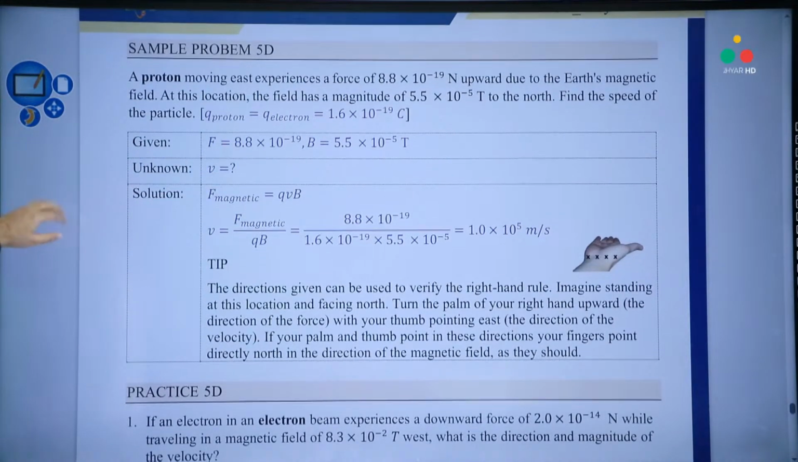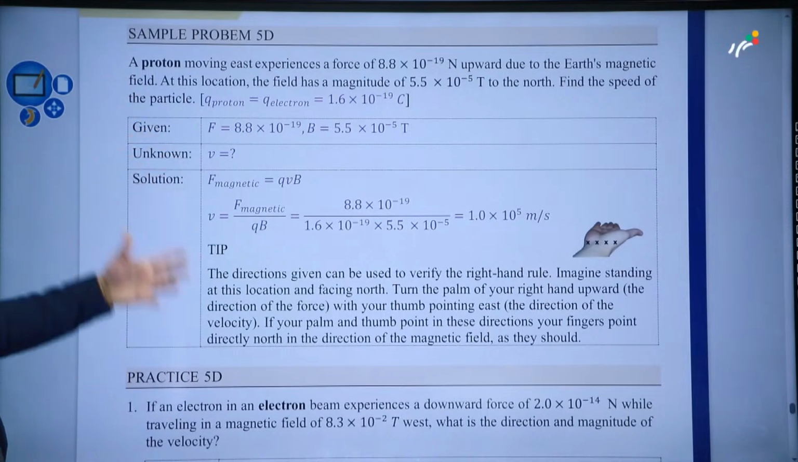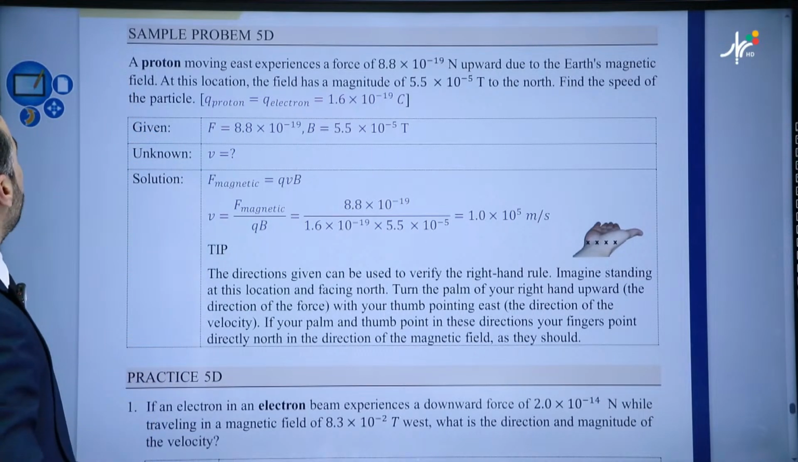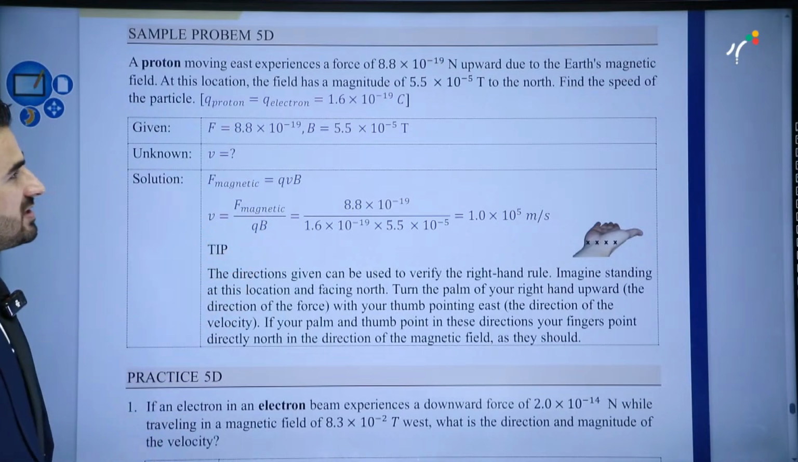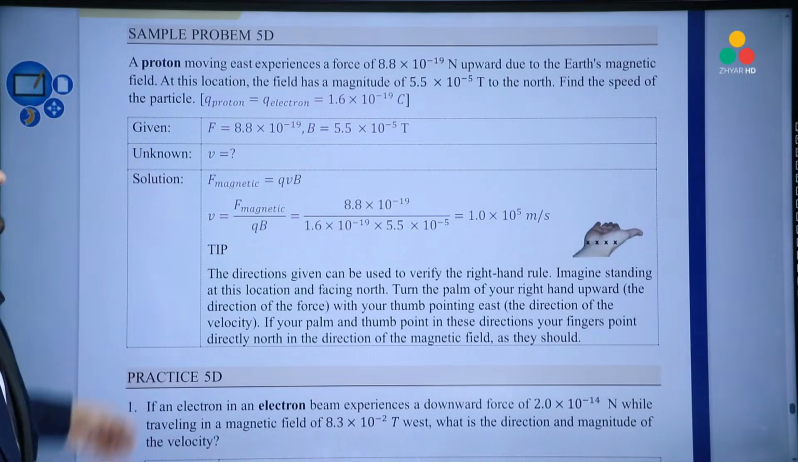Okay, now let's solve a few questions, yeah? It says a proton is moving east, experiences a force of this much upward due to the Earth's magnetic field. At this location, the field has a magnitude of 5.5 times this much towards the north. Find the speed of the particle.